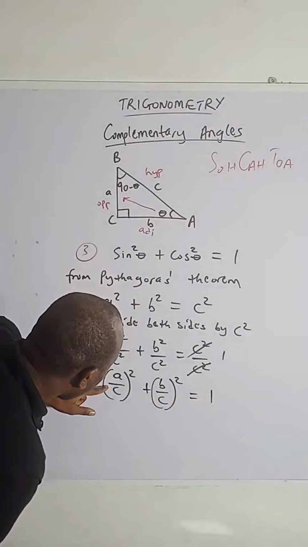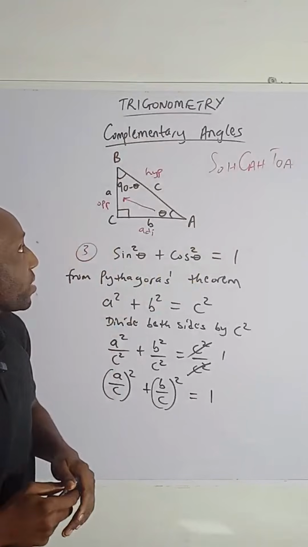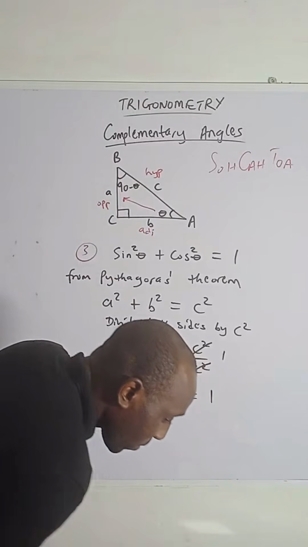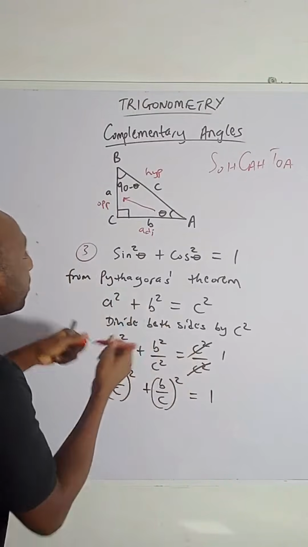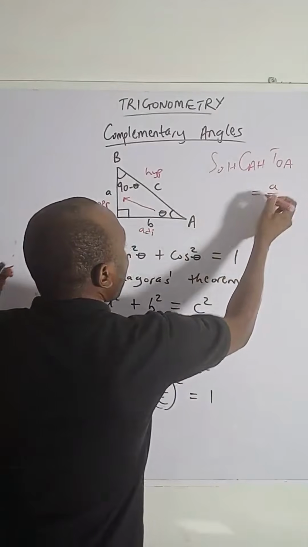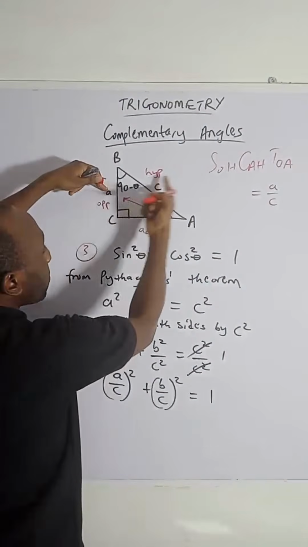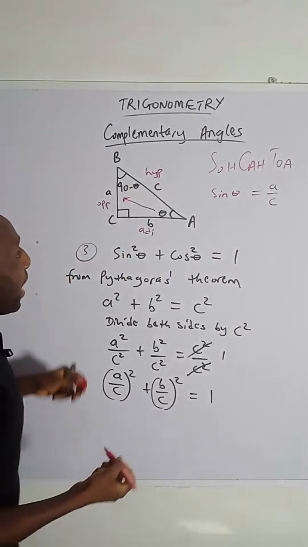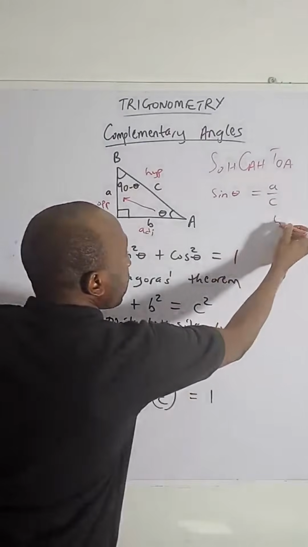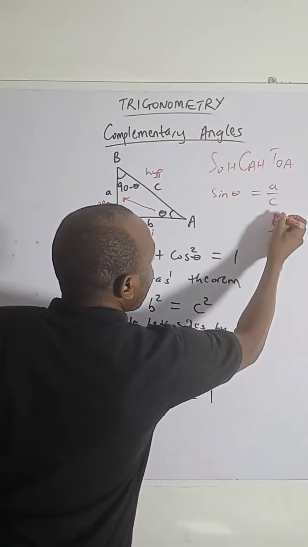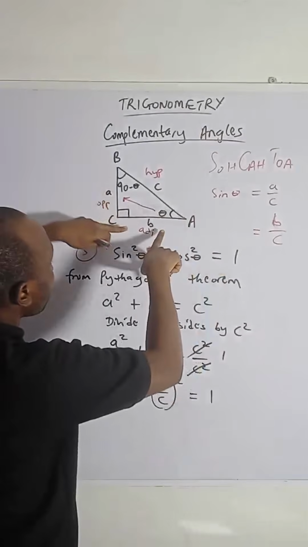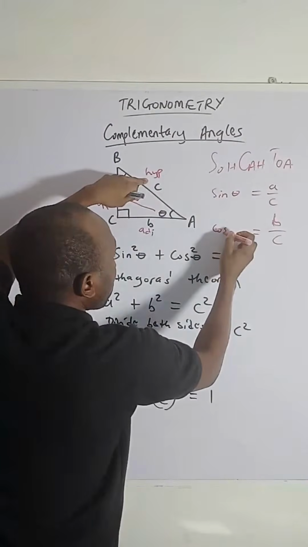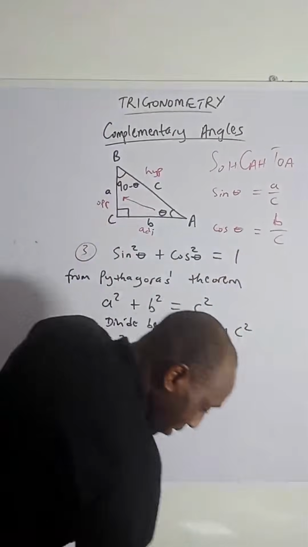So who can tell me what is a over c from this now? What is a over c? Do you know that a over c is equal to opposite over hypotenuse? Is that not sine? Yes. So sine theta is equal to a over c. And what about the other one, b over c? What is b over c? B is here, adjacent, over what? Hypotenuse. Adjacent over hypotenuse. That's cos theta. Does that make sense? Very good.